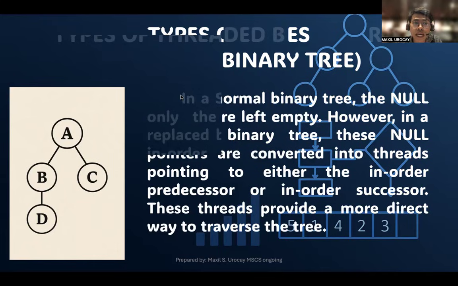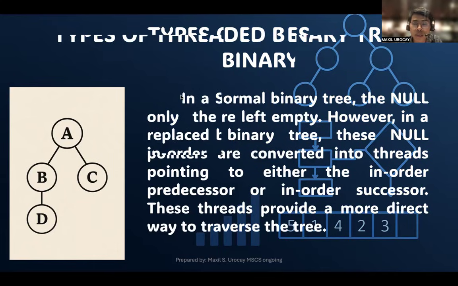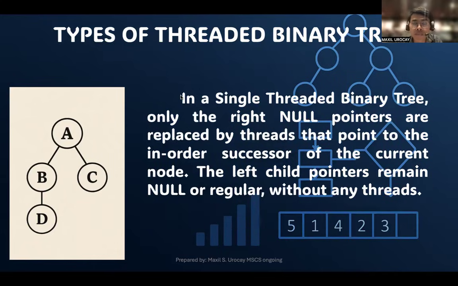So the types of threaded binary tree include the single threaded binary tree. Only the right null pointers are replaced by threads that point to the in order successor of the current node. The left child pointers remain null or regular without any threads. So we'll be going to see that later on.